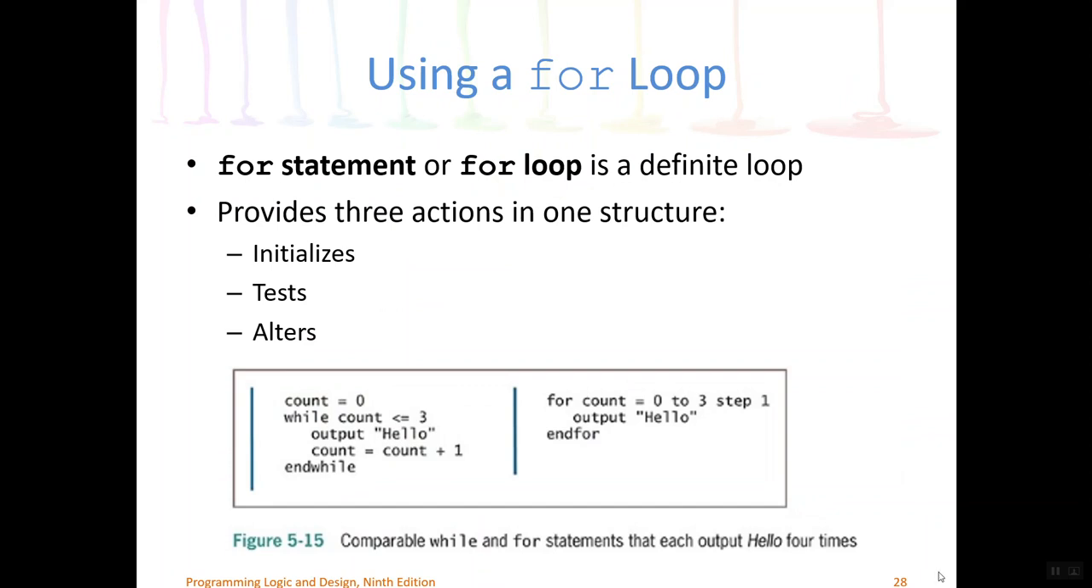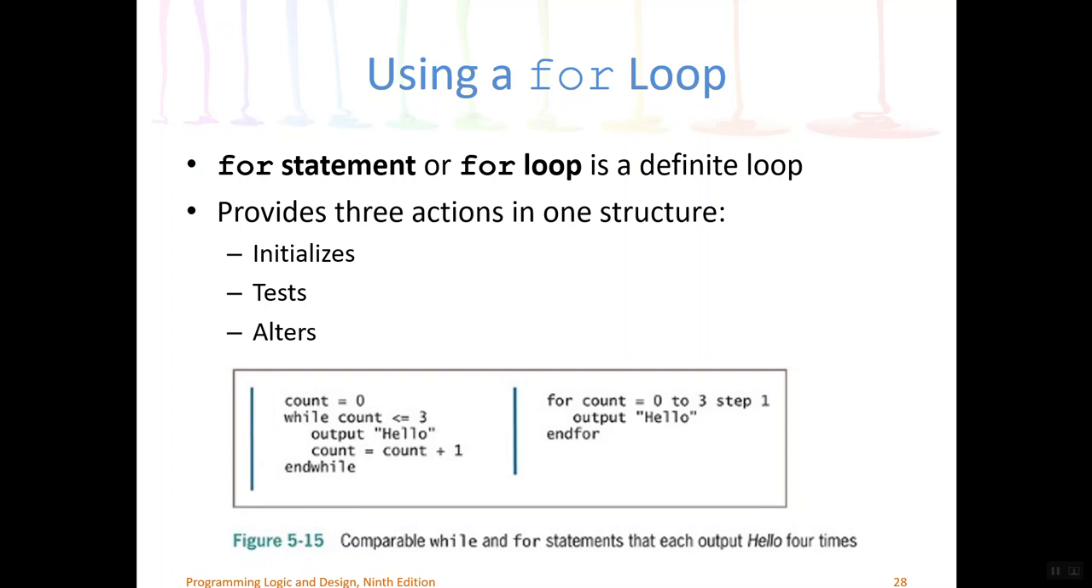So if you look at the code examples in pseudocode here, on the left we have the traditional while loop that is used to output the word hello exactly 4 times. So count starts at 0. The first time through count is 0, it outputs hello. This statement here updates count to be equal to 0 plus 1. Count becomes 1. It loops back up around. 1 is less than or equal to 3, and so forth. It continues in this manner until count finally becomes 4. It loops back up here. 4 is no longer less than or equal to 3, so the loop ends.